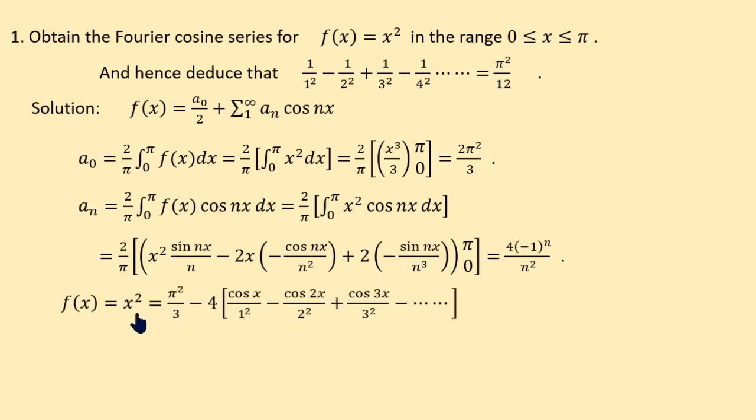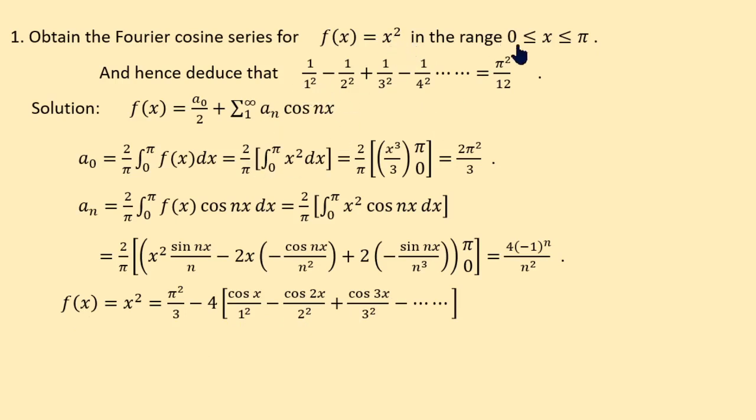So f of x becomes a0 by 2, pi square by 3, because a0 is 2 pi square by 3 divided by 2 means pi square by 3, and 4 minus 4 is taken outside, because when n is 1 it is minus 1, that minus sign is taken outside, by 1 square. So cos x by 1 square. When n is 2 it becomes plus sign, so since minus sign is taken outside, so 4 into minus cos 2x by 2 square plus cos 3x by 3 square minus cos 4x by 4 square and so on. So this is the half range cosine series of the given function x square.